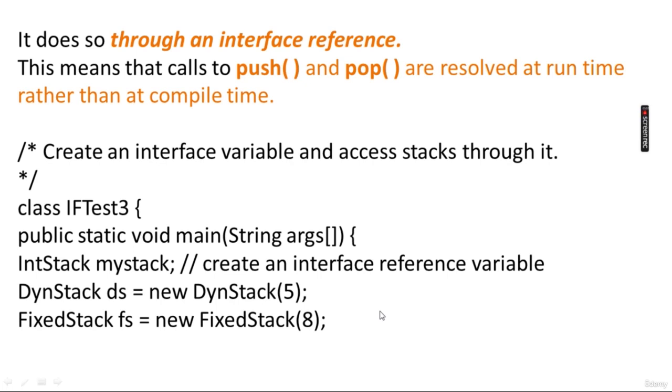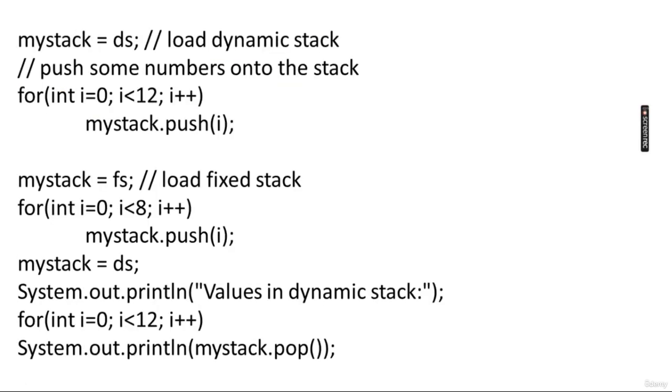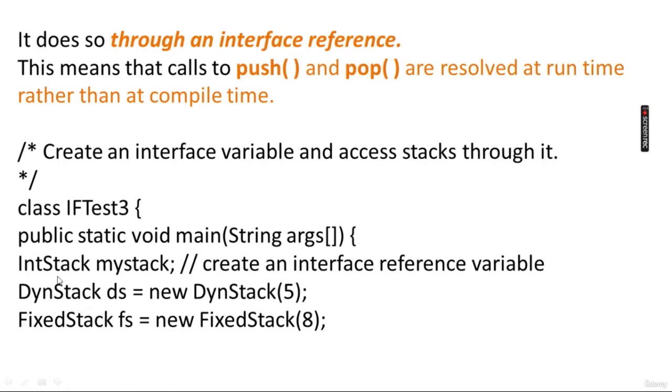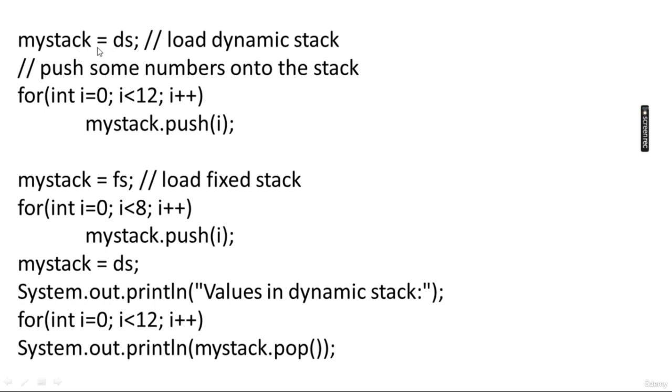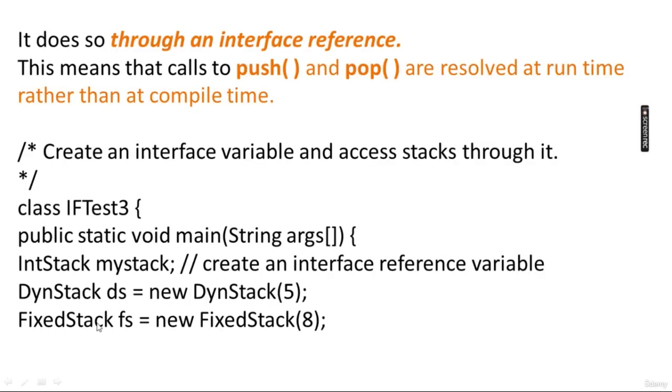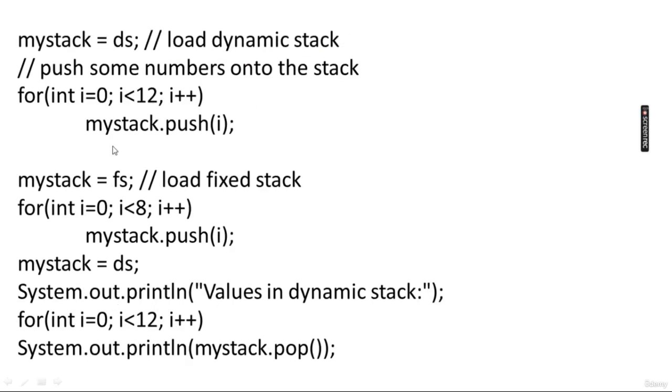So we are creating two objects now. Dynamic stack ds is equal to new dynamic stack 5, and fixed stack fs is equal to new fixed stack 8. Now I will load the dynamic stack into my stack variable. My stack is an interface reference variable of interface stack. So my stack is equal to ds. Now it is pointing to the object of dynamic stack, and then I push some items onto the dynamic stack. Now it is loading the fixed stack. My stack is equal to fs, so it is pushing onto the fixed stack.